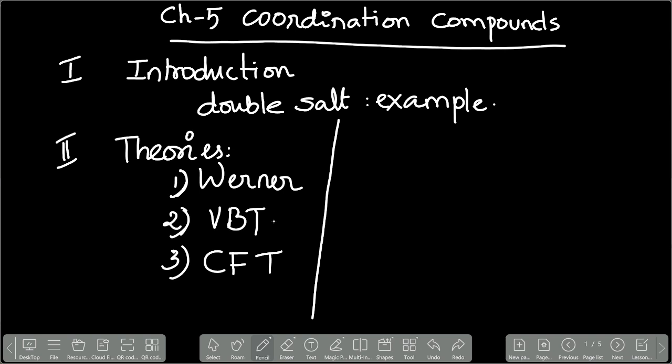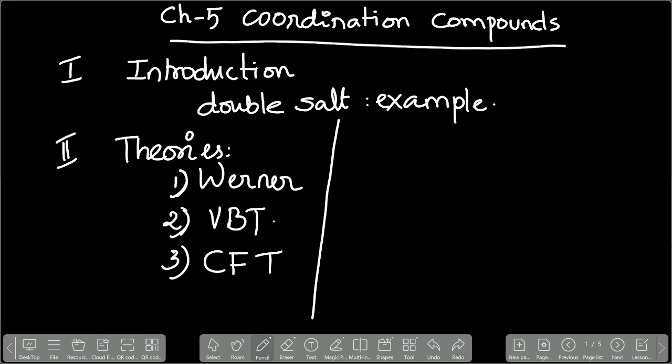So next, chapter 5, coordination compounds. In this chapter, what are the key points you have to be thorough with? First, introduction. In the introduction part, you must be thorough with double salt with example. And you should know the difference between the double salt and the coordination complex, right? In the introduction part, you must learn two questions.